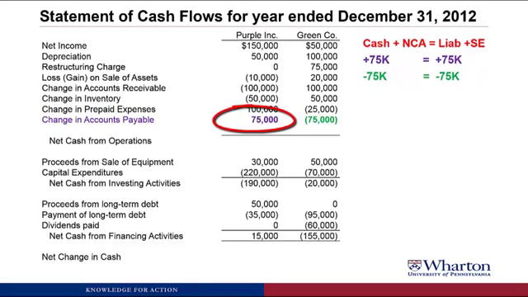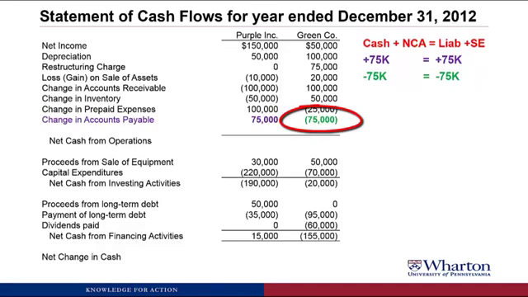Intuition here is that if your accounts payable are going up, that's money that you're not paying to your suppliers, which is a source of cash. For Green, their accounts payable went down, their liabilities went down, and so we have to subtract that on the cash flow statement to stay in balance.